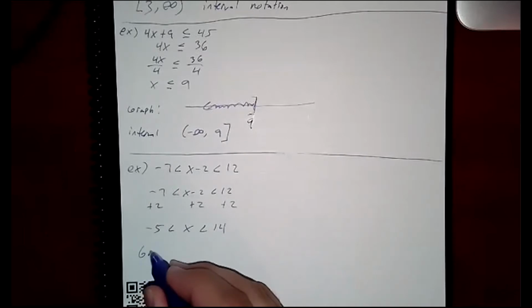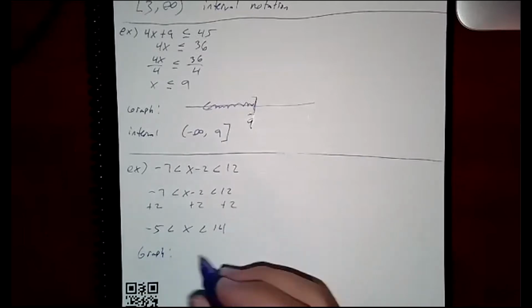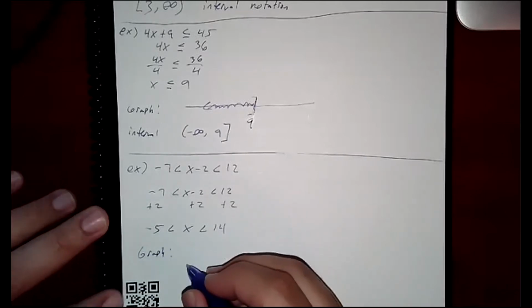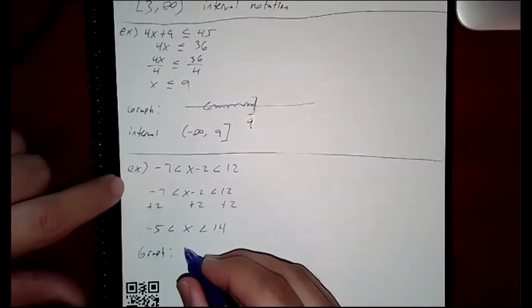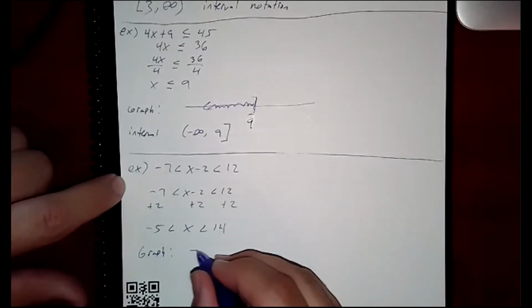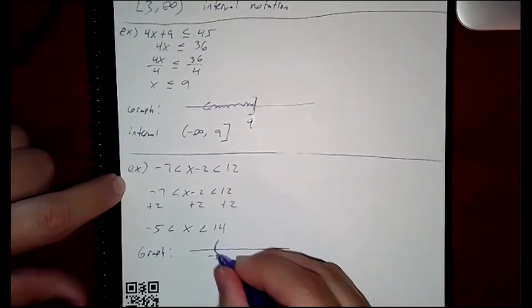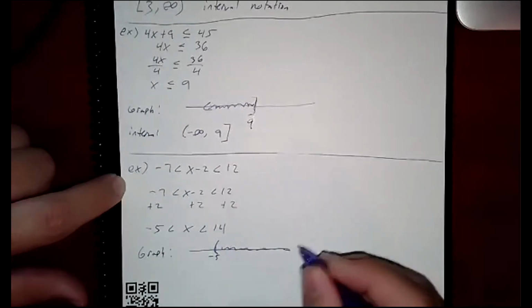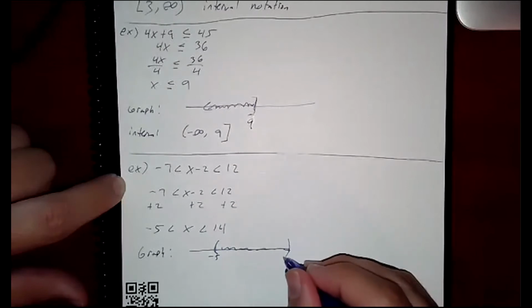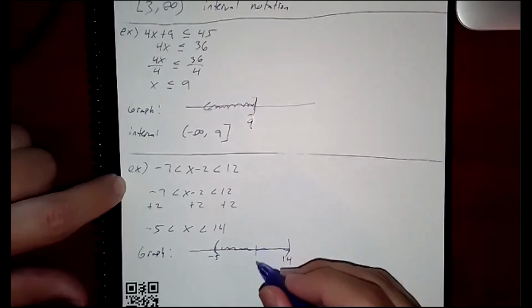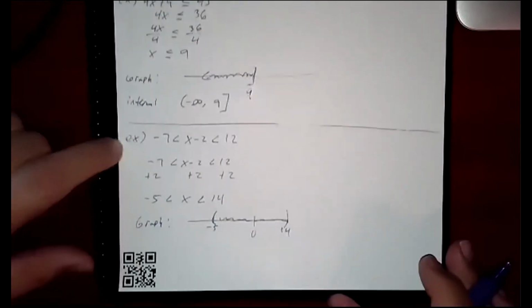So now the graph would be, and there's no equal to, so they're all parentheses. So -5 all the way up until 14. And 0 is somewhere in the middle, right? Who cares?